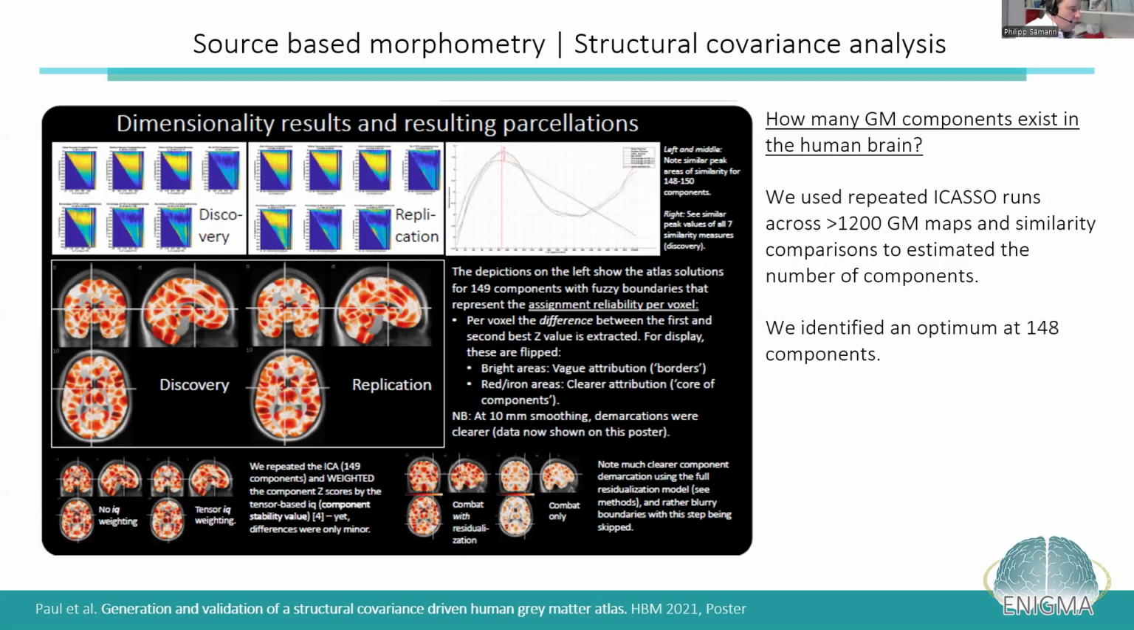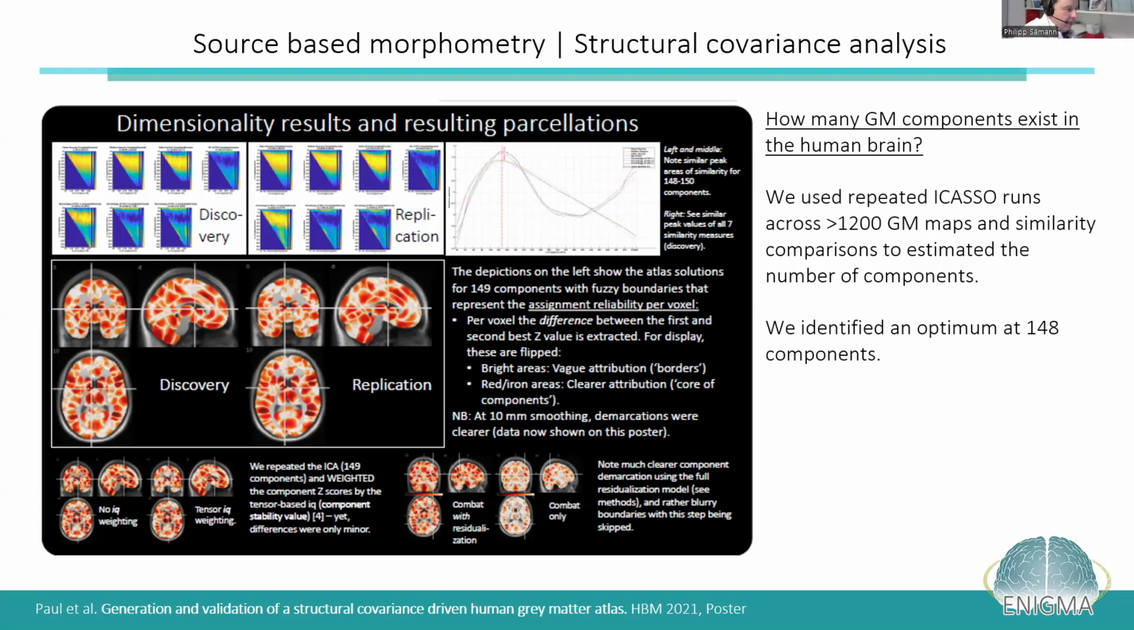We did this trying to find out how many of these independent sources, source meaning component, actually exist. So it seems to be between 100 and 200. We estimated it to about 150.